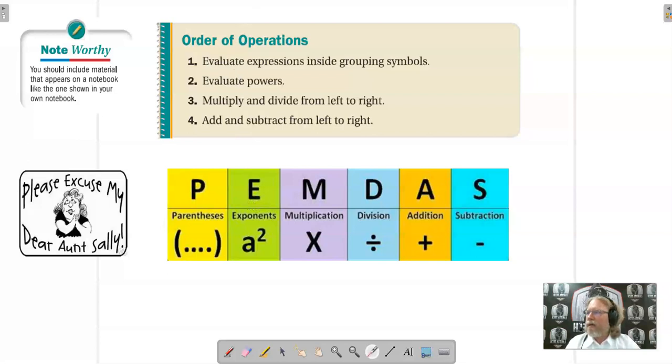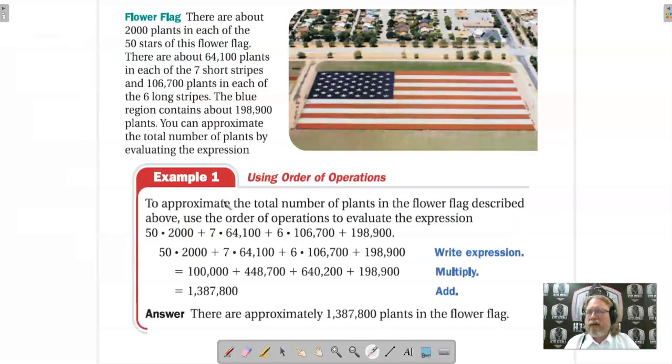All right, so let's move on. We're going to see how we can use the order of operations on the flag situation. Using the order of operations in example 1 to approximate the total number of plants in the flag described above, use the order of operations to evaluate the expression. We talked about where these numbers came from earlier. So we had the 50 times 2,000 here, the 7 times 64,100, the 6 times 106,700, and then finally adding on the blue flowers surrounding all the stars, which is 198,900.